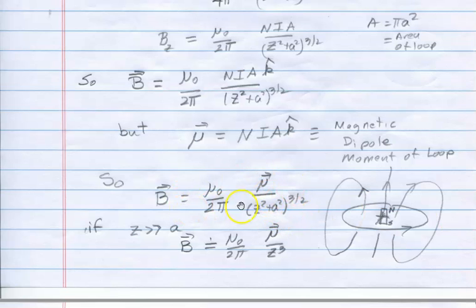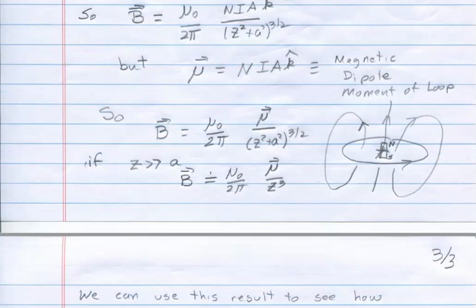So this is the one. We only did it along the axis, but one can do it in general and get a general expression, and you get this general bar magnet type magnetic field about this current loop.